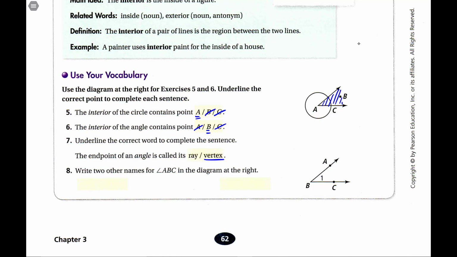The other 2 possible names on number 8 that we can label angle ABC, there's actually 3, 2 of them that we're going to come up with. The first one we can just simply name angle 1, as indicated by the number 1 there in the vertex. The other possibility is simply angle B. The third possibility could be angle CBA, just taking the original named angle and reversing the orientation of it. In either case, the vertex in both of those scenarios is at B.